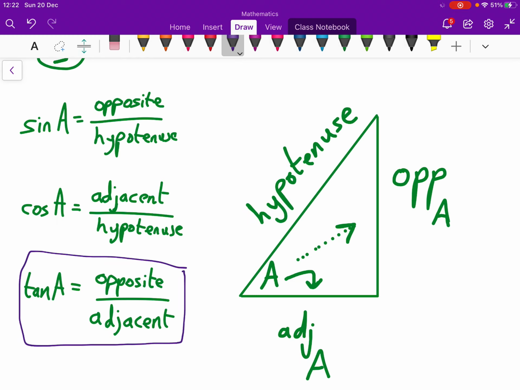Some of you might have already noticed that dividing the opposite by the adjacent is the same as the rise over the run. If you've learnt that already, great. If you haven't, no worries, you don't need to know it today. But it's nice to realise that tan A is the same as slope, or rise over run. Okay, so that's all they are. It's just the lengths of three sides and we're just dividing two of them.